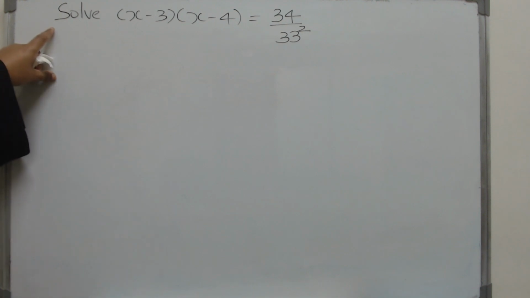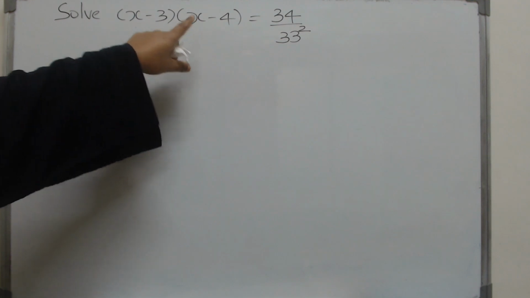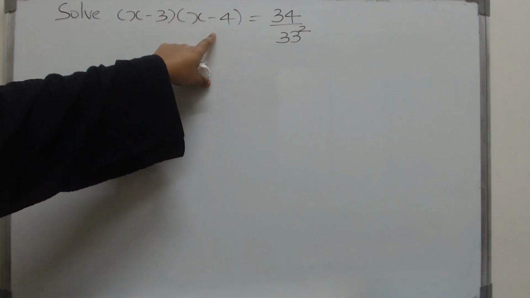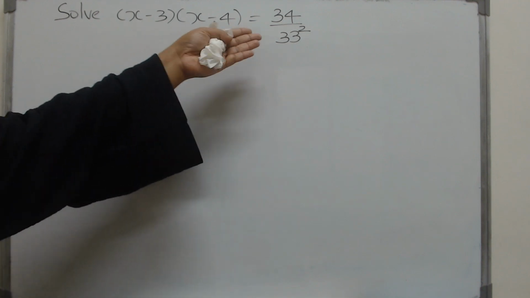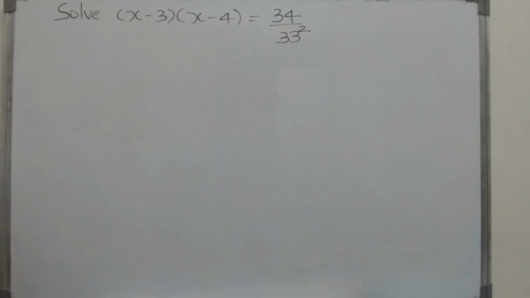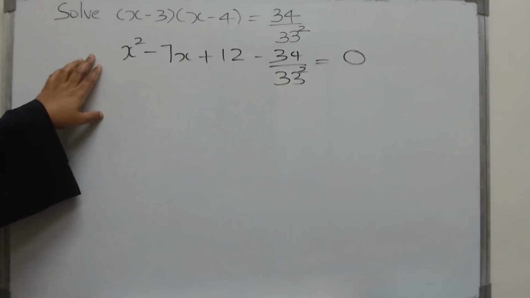Let us solve this question and find two values for x which satisfy the given equation. Now we will start by expanding the LHS and moving all the terms to one side of the equation. This is how our equation looks.